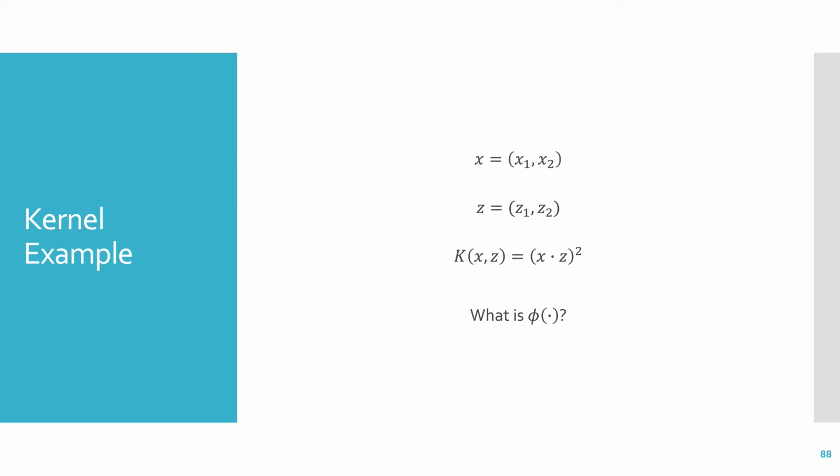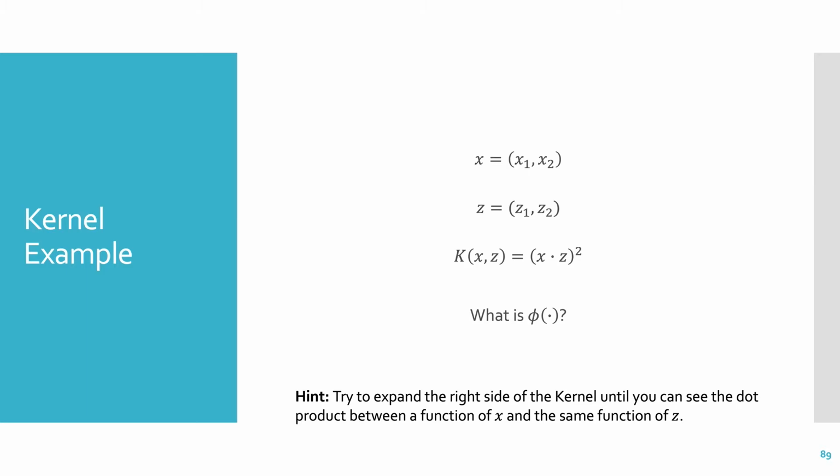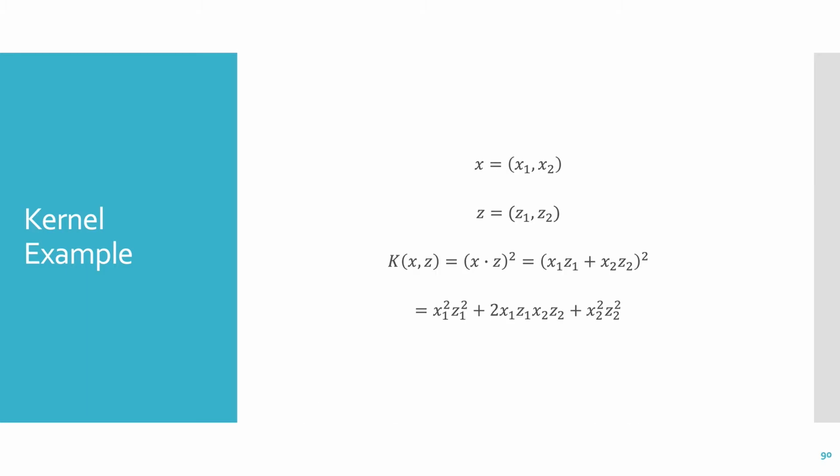The hint is to try to expand the right side to see if you can see a dot product between a function of x and the same function of z. So let's expand. If we take the kernel (x dot z) squared and we expand it using these particular features, we have (x1 z1 plus x2 z2) squared. Now, if we actually perform the square, don't forget to FOIL, we get x1 squared z1 squared plus 2 x1 z1 x2 z2 plus x2 squared z2 squared.